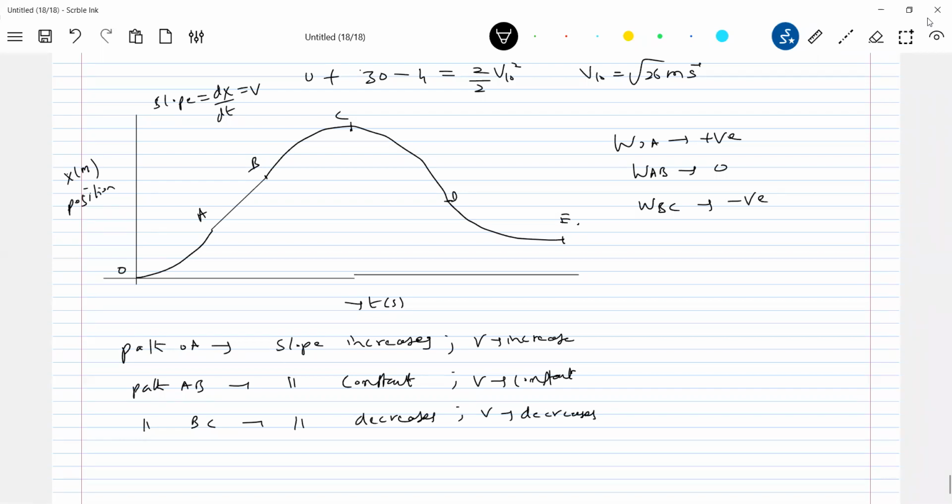What about CD? Magnitude of slope we are bothered about, because what is the speed? Speed is the magnitude of slope. So what's happening to slope when you move from C to D? Slope will increase. I think you should not bring your mathematics into the picture here. I'm asking the magnitude of slope. So speed in fact increases. So work done here, C to D, will be positive.